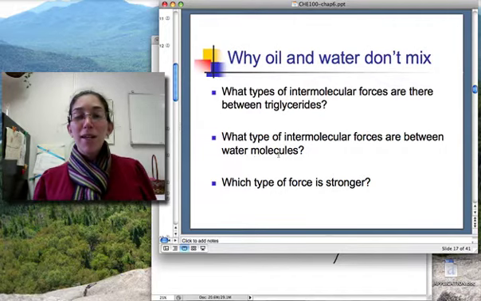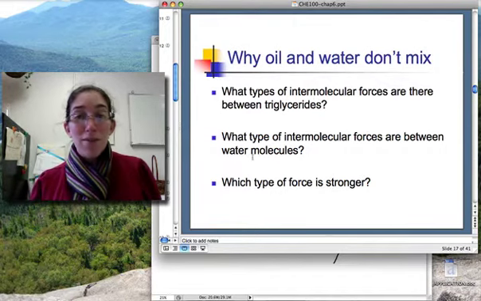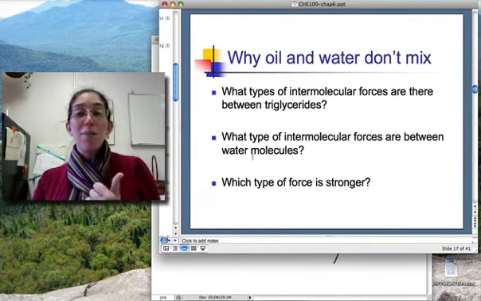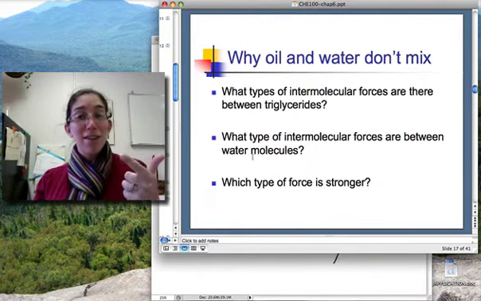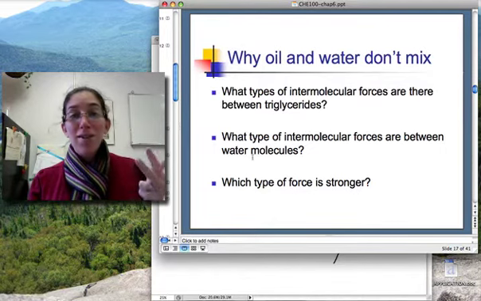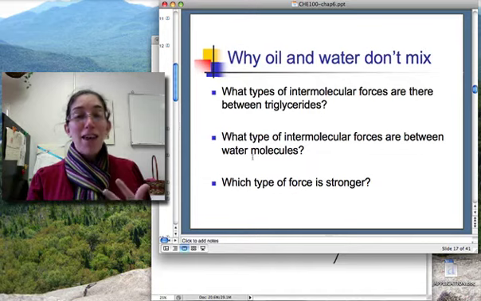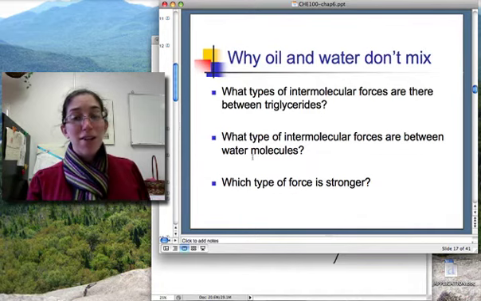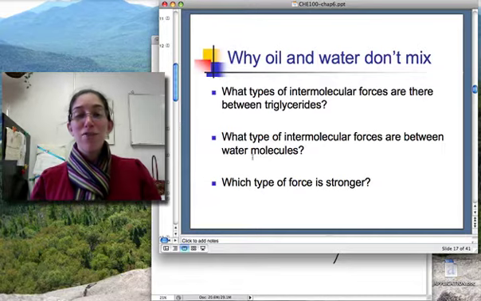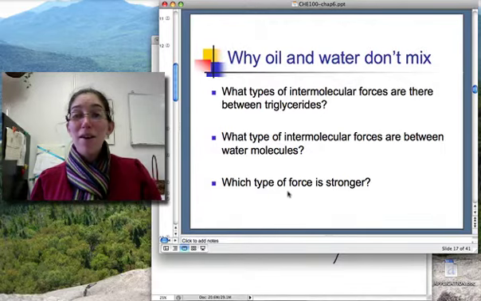What types of intermolecular forces are between water molecules? Are there London forces? Yes. Are there dipole-dipole attractions? Yes. Are there hydrogen bonds? Yes. Water molecules have all three, and they have very strong hydrogen bonds together. So which type of force is stronger, the hydrogen bonds in water or the London forces in triglycerides? The hydrogen bonds in water, okay?